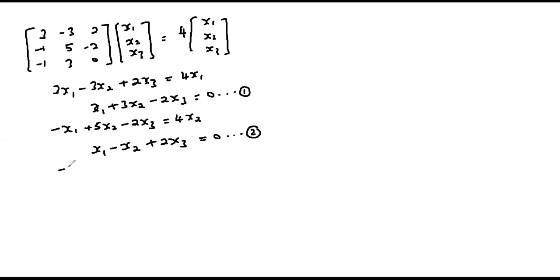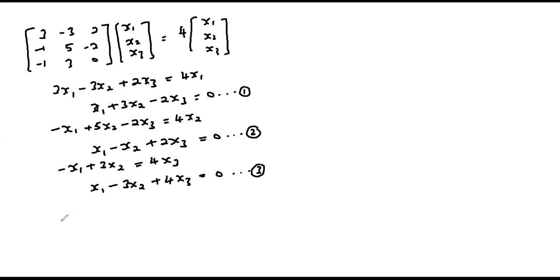Lastly, we have minus x1 plus 3x2 equals 4x3, from which we can write x1 minus 3x2 plus 4x3 equals 0. We can call that equation 3. Then we solve for x1, x2, and x3 as follows.